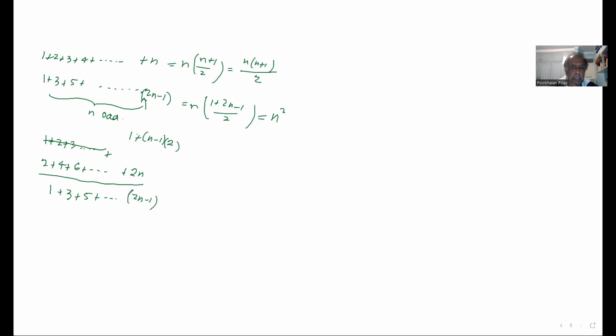And as we saw up there, the denominator is just the square. The number of numbers here is n. Here too, the number of numbers is n. So if you work it out, n is the number of numbers, and the average of the first and the last is 2 plus 2n over 2. When you simplify that, the 2's cancel, you get n times n plus 1 over n squared. And the n's cancel, and you get n plus 1 over n.